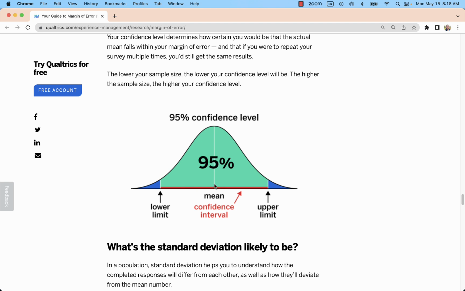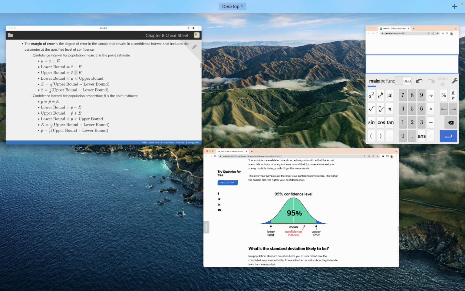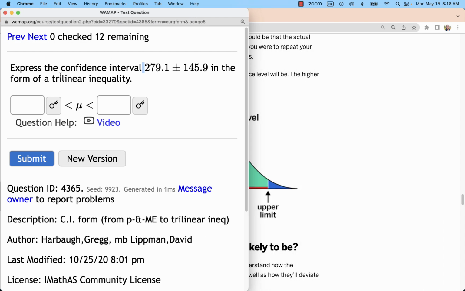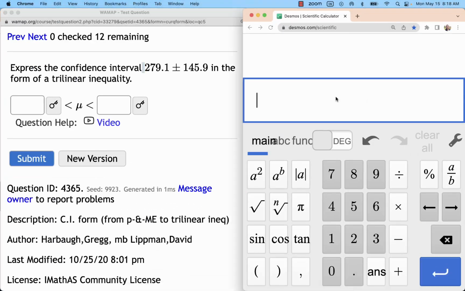And you can see that we would take a sample mean from the middle and we would add to move to the right, and we would subtract to move to the left, and what we end up with is this interval of numbers. So a first example of how we would do this: here we have a confidence interval for the population mean. We're going to have a point estimate, sample mean, plus minus margin of error. Now we want to change it to this trilinear inequality.